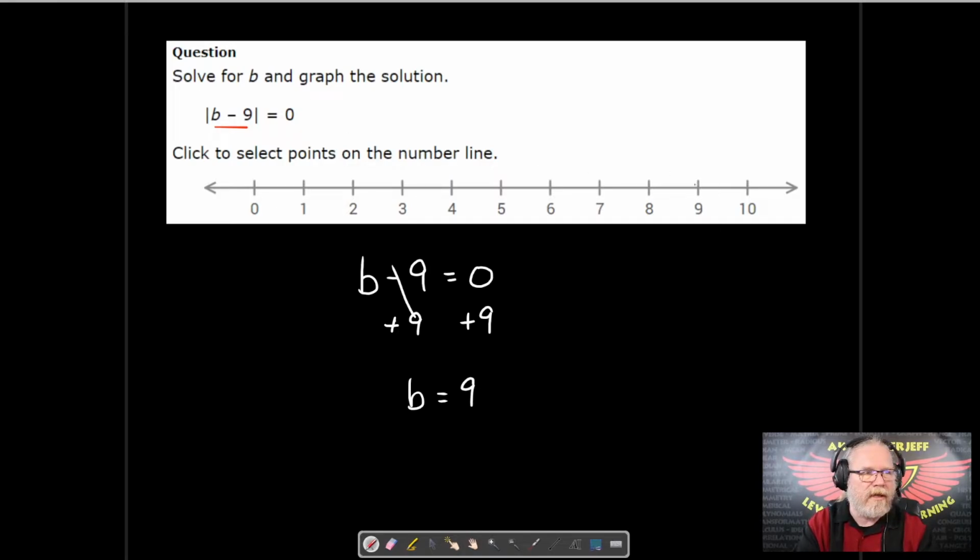So let's find that on the number line. And in this case, we only have one solution because after isolating the absolute value portion of the equation to one side, which was already done for us, we have a 0 on the other side, so we know that there is indeed only one solution.